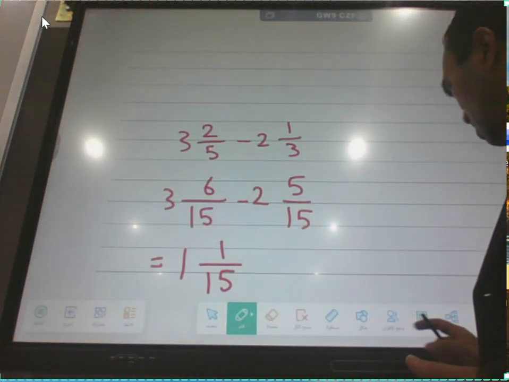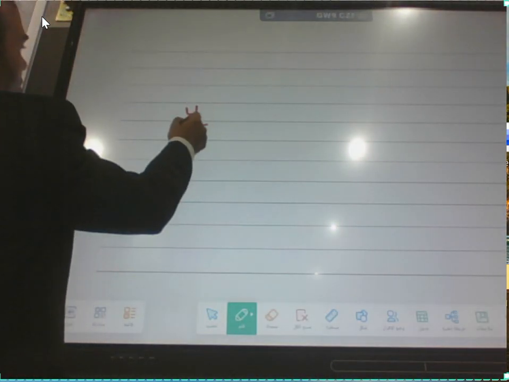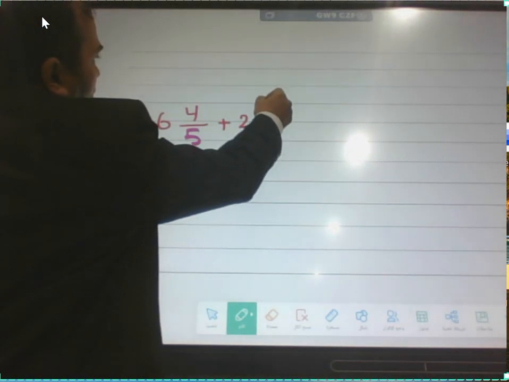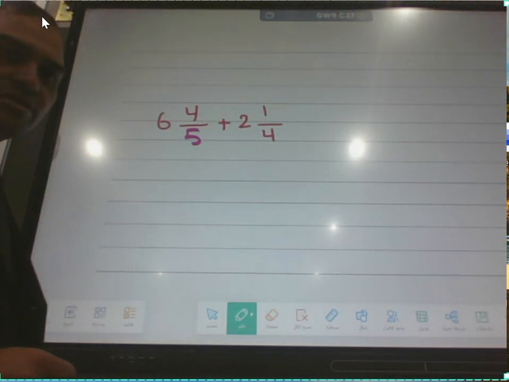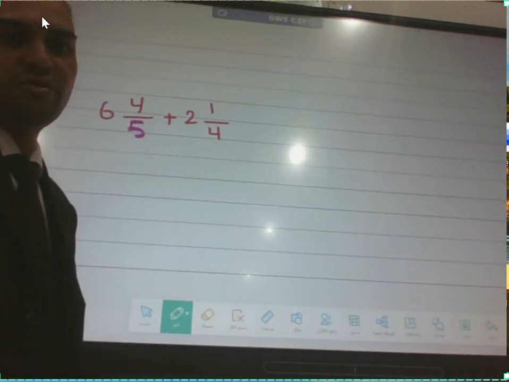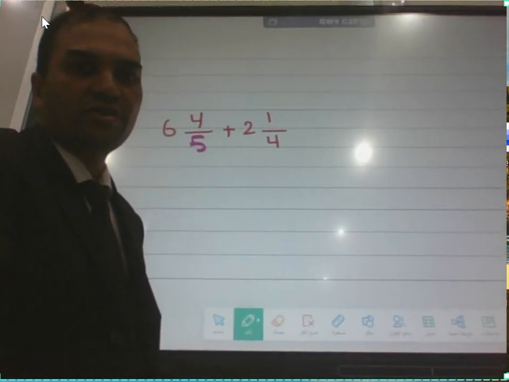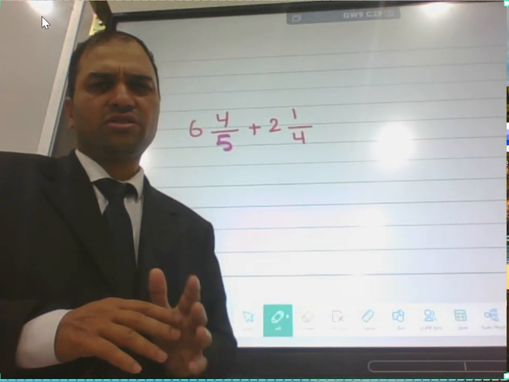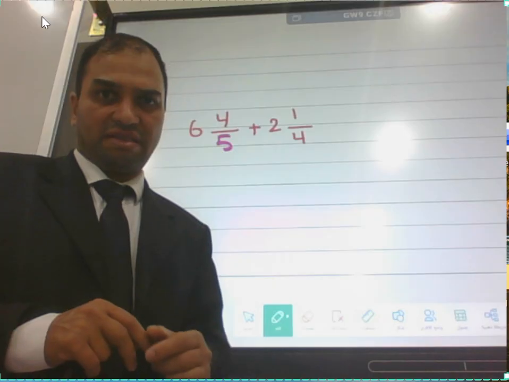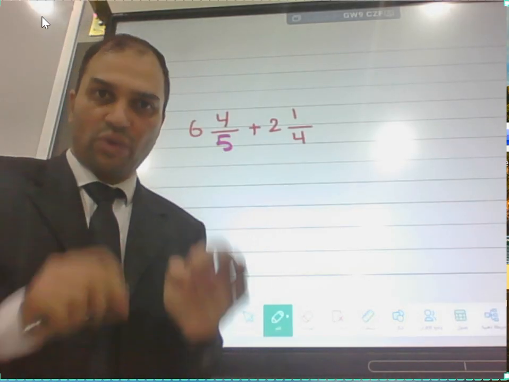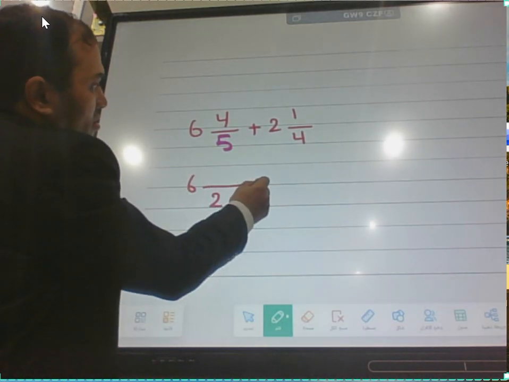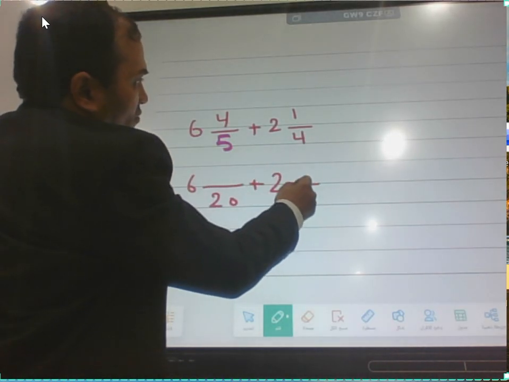Okay, understood? Next question. What about 6 and 4 over 5 minus 2 and 1 over 4? We can put the two fractions together by finding the least common multiple of the two denominators first. Look here, we have 5 and 4. 5 and 4 are also relatively prime numbers because the highest common factor between them equals 1. Then the least common multiple of 5 and 4 will be 20. Okay? Then you must write 20 here in the denominator, and 6 here. And also write 2 and write 4 in the numerator.